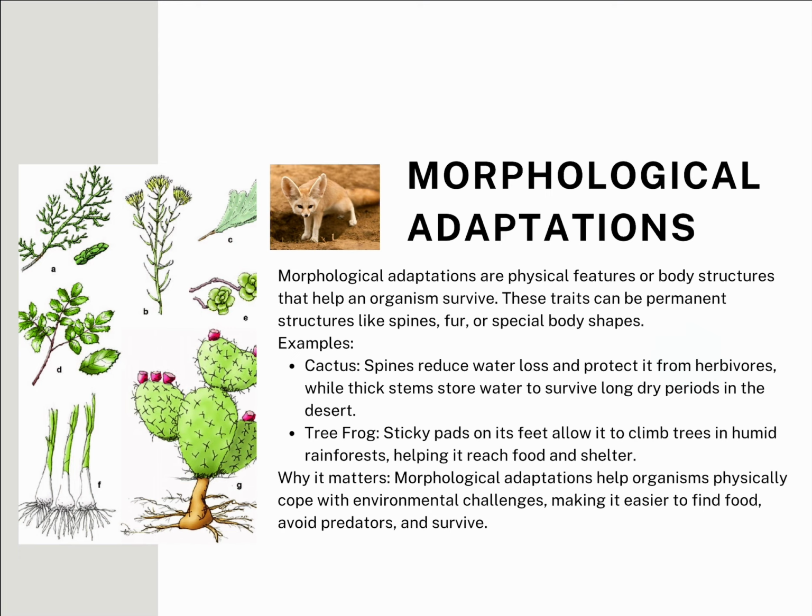Morphological adaptations. Morphological adaptations are physical features or body structures that help an organism survive. These traits can be permanent structures like spines, fur, or special body shapes. Examples: cactus spines reduce water loss and protect it from herbivores, while thick stems store water to survive long dry periods in the desert. Tree frog: sticky pads on its feet allow it to climb trees in humid rainforests, helping it reach food and shelter. Why it matters: morphological adaptations help organisms physically cope with environmental challenges, making it easier to find food, avoid predators, and survive.